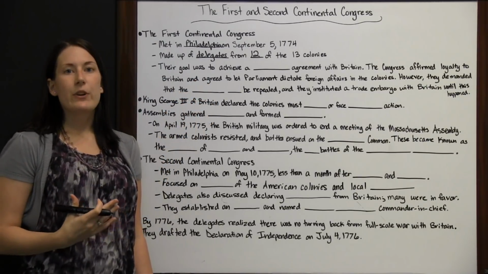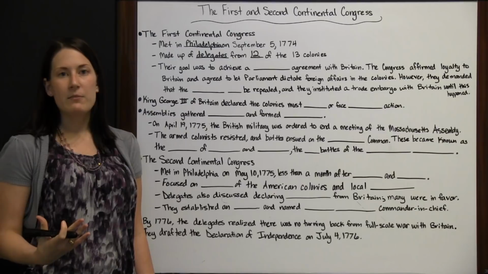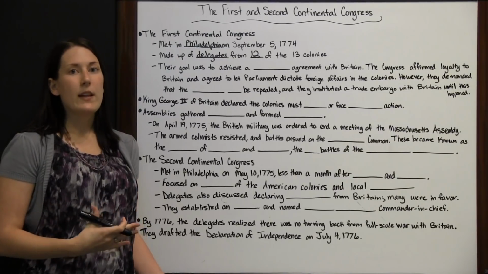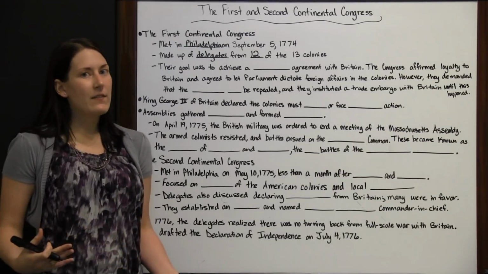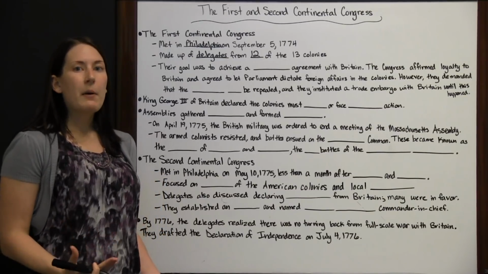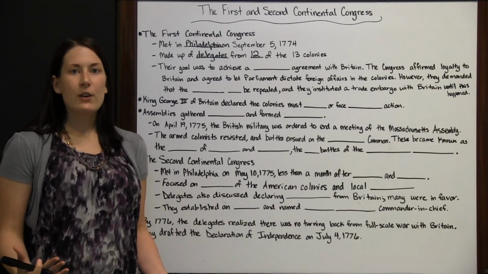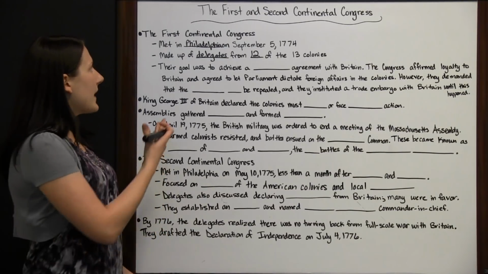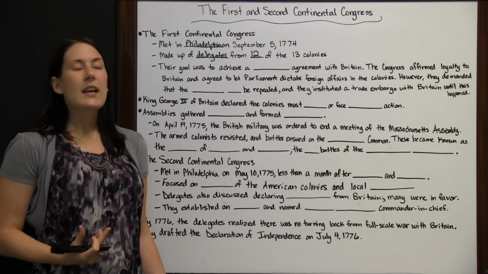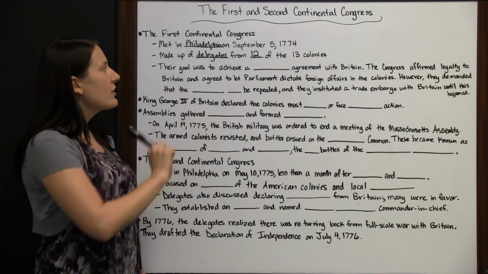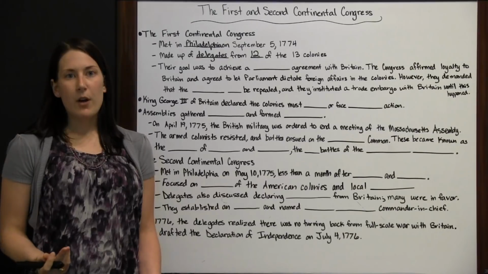Now, the colonies weren't cooperating with what Britain wanted them to do, and the colonists felt like they weren't being treated fairly, so they didn't feel any urge to cooperate. However, they didn't want to go to full-scale war with Britain, so they came up with the First Continental Congress. They sent delegates from 12 of the 13 colonies to try to solve this problem.